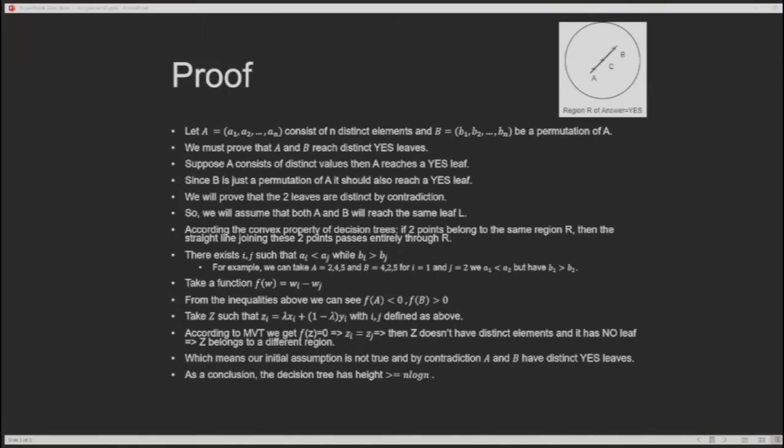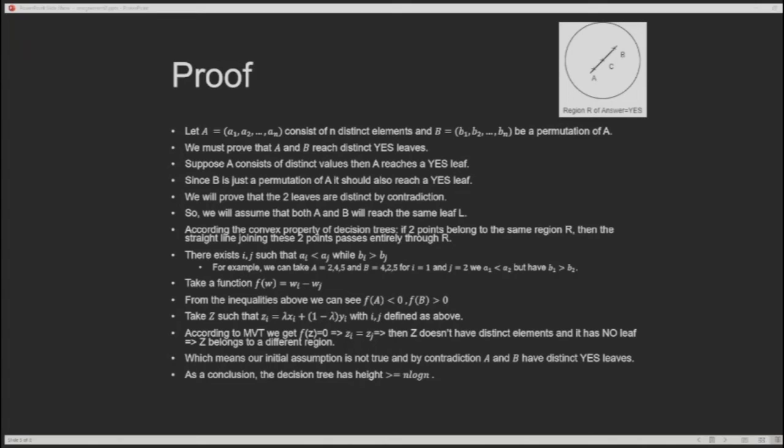So now I'm going to prove that the yes leaves are distinct. To do that, let's take one array A that has n distinct elements, and an array B, which is a permutation of A. So we must prove that A and B reach distinct yes leaves. So since we suppose that A consists of distinct values, then A reaches a yes leaf, and same for B. And to prove that the two leaves are distinct, we will do that by contradiction. So we will assume that both A and B have the same leaf.